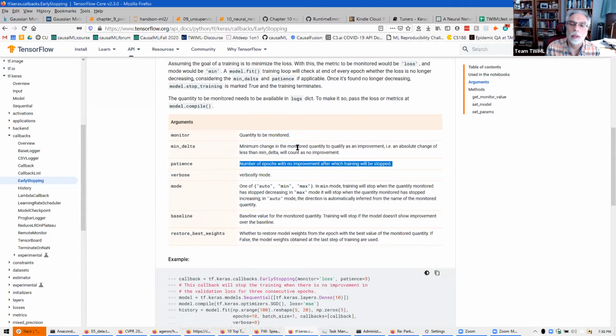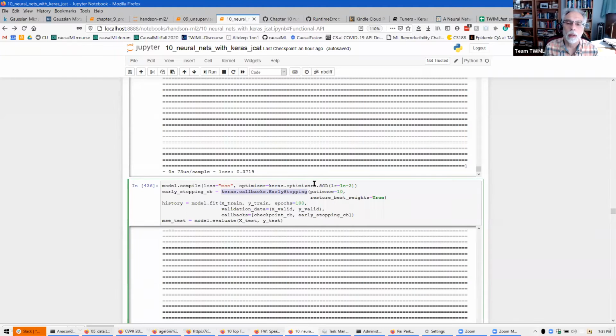this min delta. I think there's a default min delta. We haven't specified it, but how do they decide that? How do they decide that there's no improvement? Well, they say that the change is less than this number here, this threshold. So if the change is smaller than min delta, that counts as no improvement. And so that's what this patience parameter does.